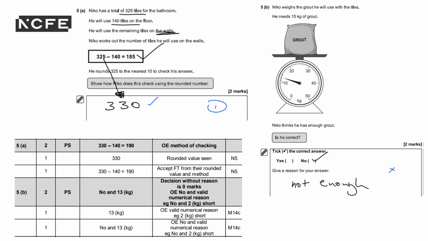And then for 5B, our learner has given a correct decision, and truthfully it is not enough, but we need to see a numerical reason. So while this learner may argue that their answer is factually correct, mathematically, and for the mark scheme, we do need to have mathematical reasoning for this type of question.